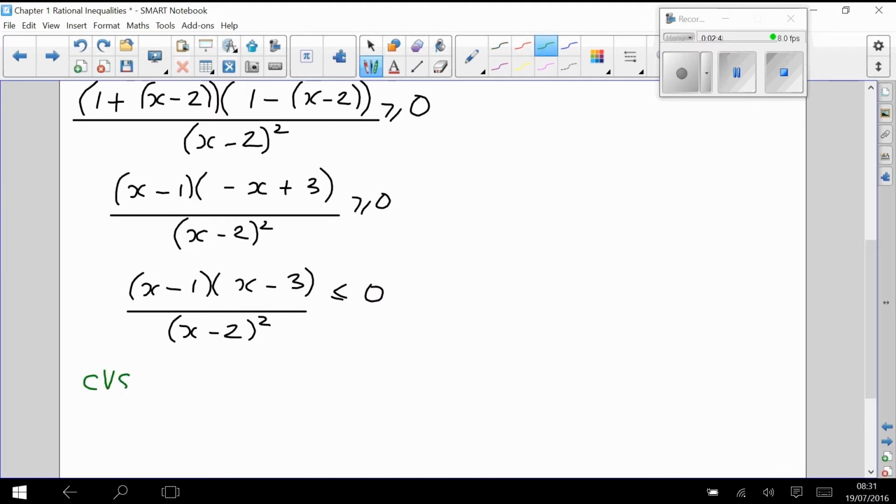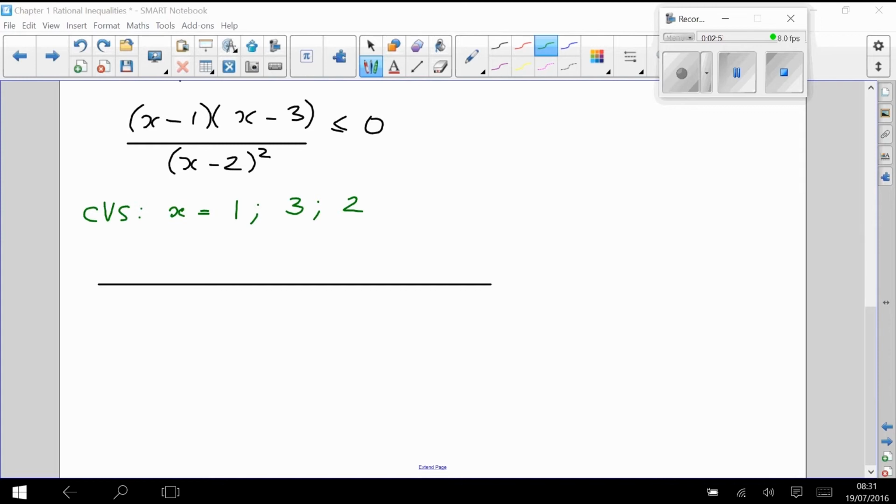I'm ready now to find my critical values. The critical values in this example are going to be when x is equal to 1, when x is equal to 3, and then looking at the denominator, when x is equal to 2. First, drawing the critical values onto my number line, the smallest critical value was 1, and then 2, and finally 3.